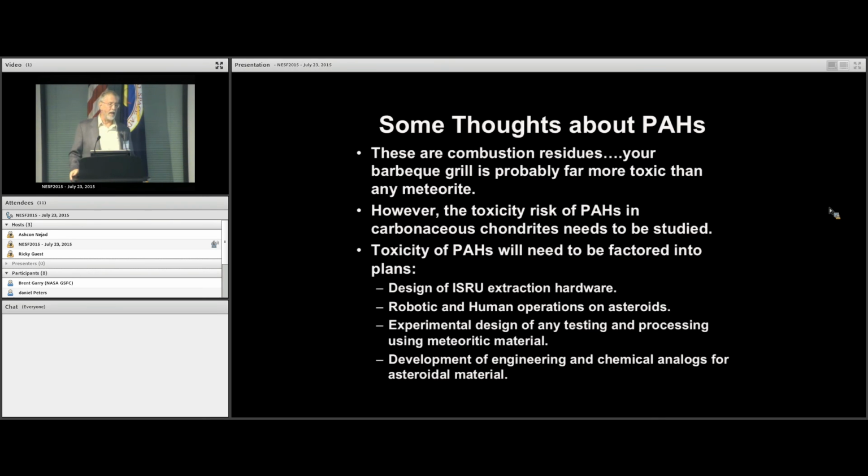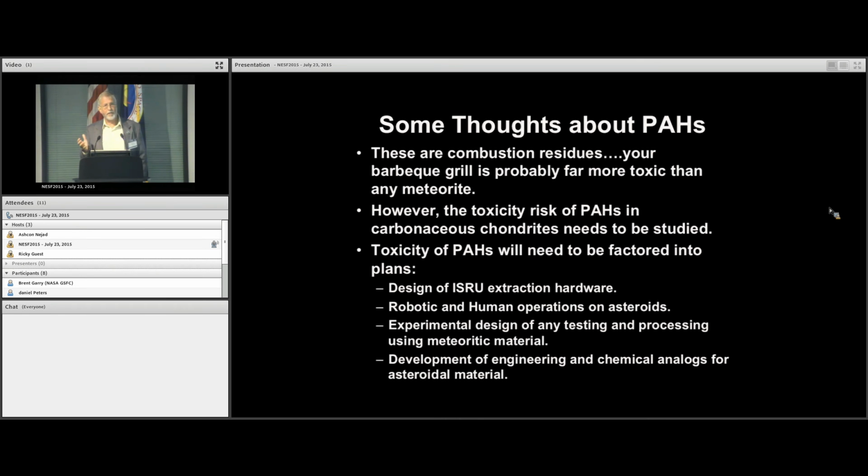Any experimental design. I've been talking to a lot of people who want to work with asteroid simulants, and they also want to work with small amounts of meteoritic material, and I ask them, if you're going to be distilling your carbonaceous chondrite and trying to get the volatile and carbonaceous and organic materials out of it, do you know that the organic materials are toxic? And none of them did. So that's one of the reasons why I'm giving this talk. You need to be a little bit careful.